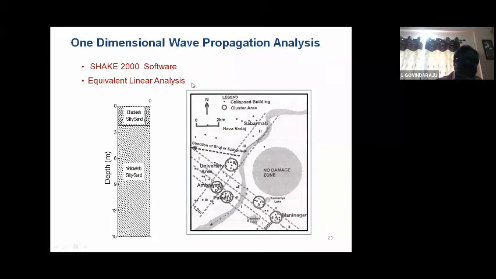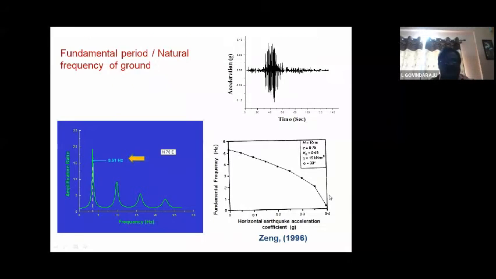Similar other software is available, like DEEPSOIL. So you can conduct analysis either as linear or non-linear analysis. Now, after conducting the analysis, we wanted to find out the natural frequency of the ground.